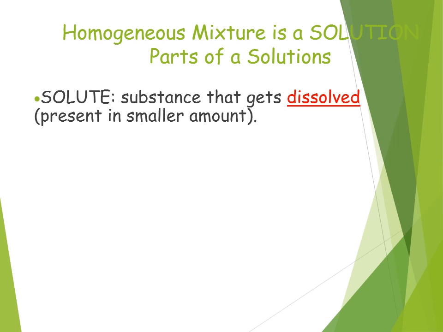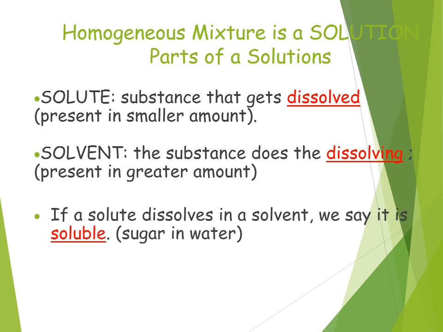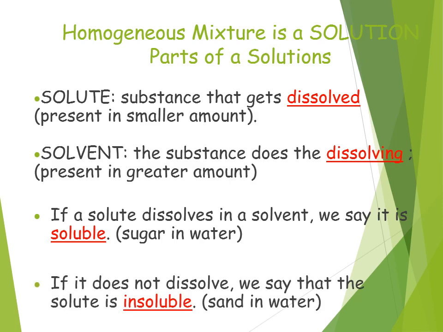We have our solute, the substance that gets dissolved. It is present in a smaller amount. We have our solvent, the substance that does the dissolving and present in a greater amount. And then if you add the solute to the solvent and it dissolves, we will say it is soluble. For example, sugar in water. A substance is insoluble if it does not dissolve in that solvent.